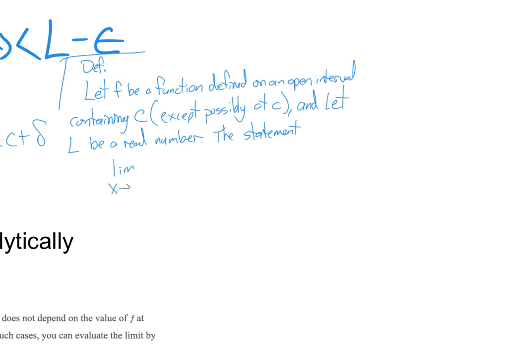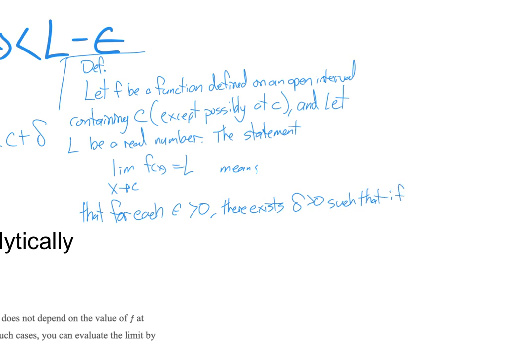Then the statement, the limit as x approaches C of f of x equals L, means, so we're defining this, we're defining the statement that the limit of f of x as x approaches C equals L means that for each epsilon greater than 0, there exists delta greater than 0 such that if x minus c is between 0 and delta, so we got close enough within that delta range, then f of x minus L is less than epsilon. Okay?